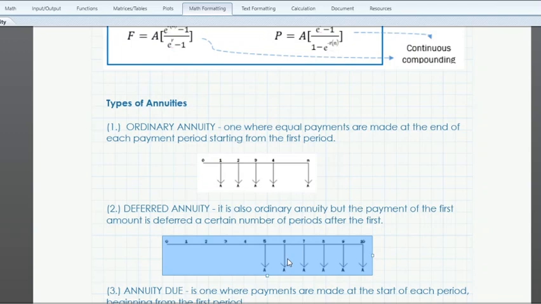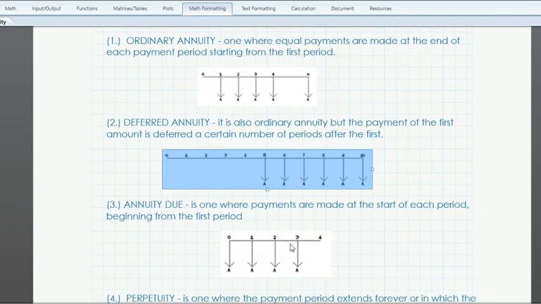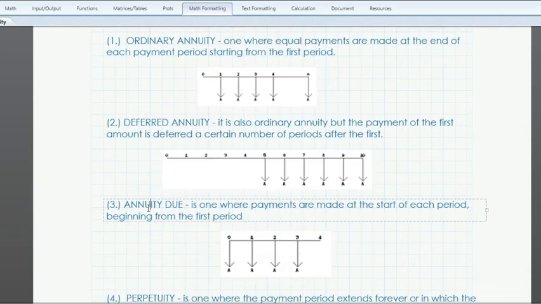Okay? So, if we have an annuity wherein the first payment is made at the end, how about if the first payment is made at the beginning or at the start of each period? What do you call that? We call it as annuity due. Okay? So, annuity due is one where payments are made at the start of each period.